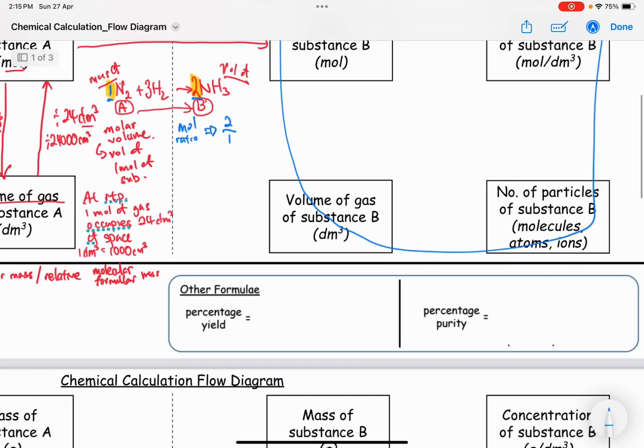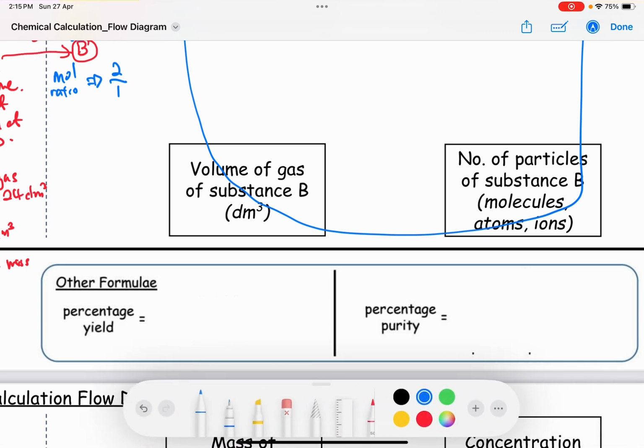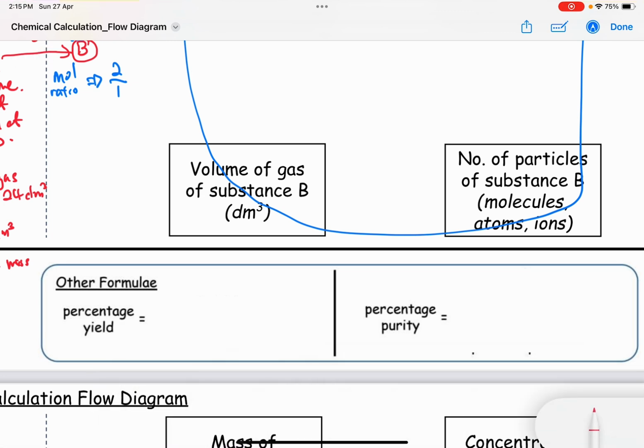Now there are two more additional formulas that I need you to remember as well. Questions can sometimes ask you to calculate percentage yield or percentage purity. Percentage yield is the percentage of product formed. Percentage purity is how pure the particular substance is. So how do we exactly find them? Take note, for percentage yield, the formula is actual yield.